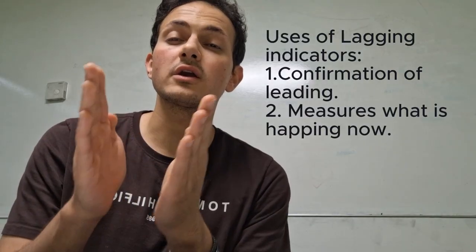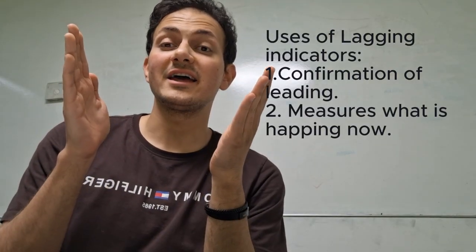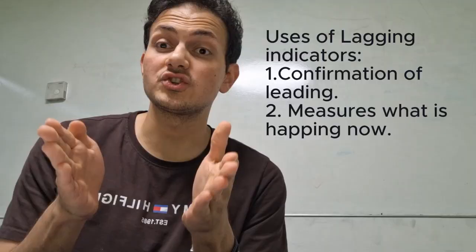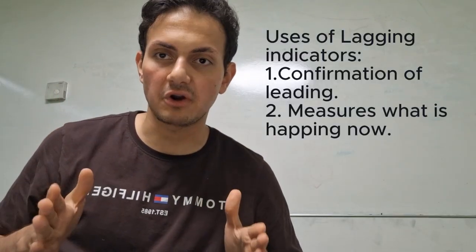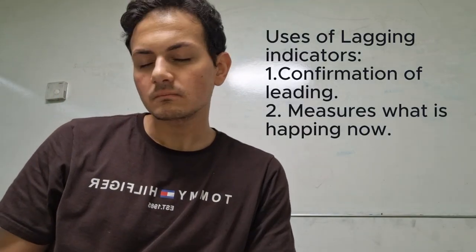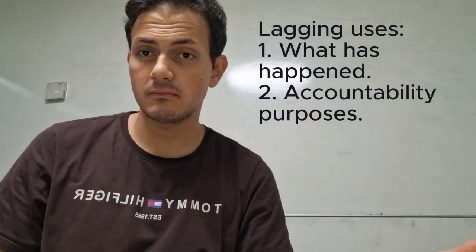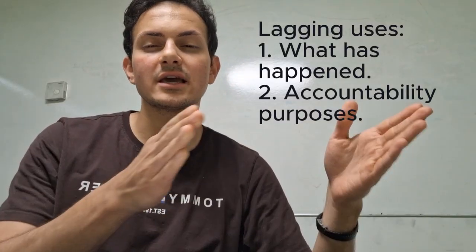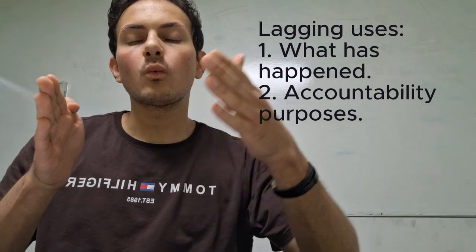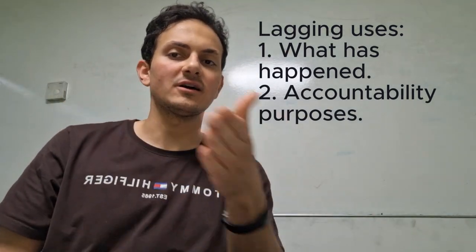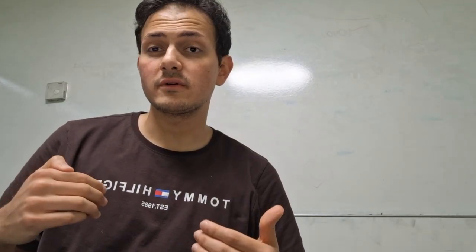The coincident indicators give you a reading of the current economic activities of the country, like the actual state right now. Lastly, the lagging indicators, as the name suggests, give you what has happened in the last 4 or 6 months. So those are the types of them.